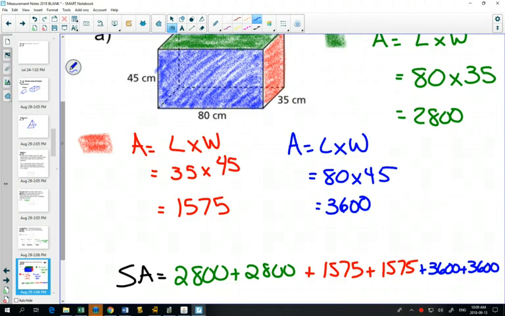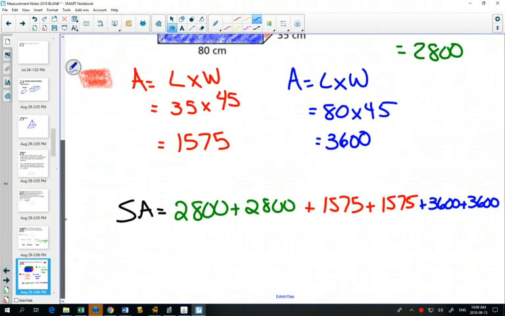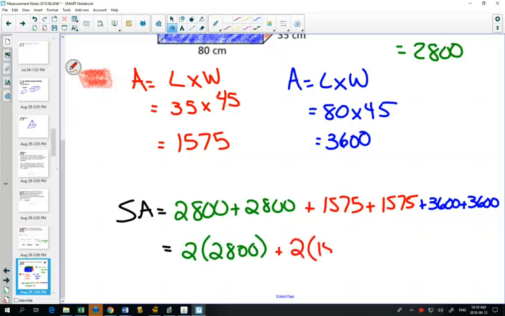What's another way I could have written that might have been even shorter? Squaring it, we've got to be careful. I know what you want to say, but if we square something, that's like 2,800 times 2,800, and you just want to multiply it by 2, right? So we could also say I have 2 of the 2,800 plus 2 of the 1,575 plus 2 of the 3,600.